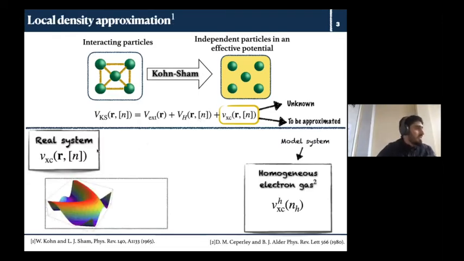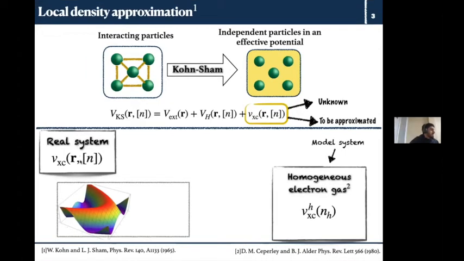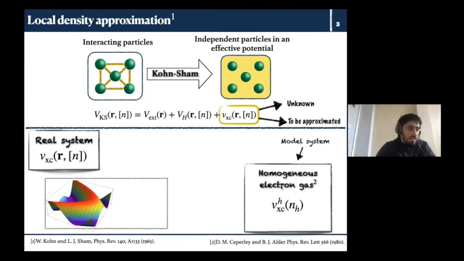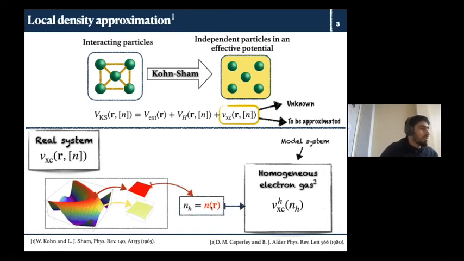And let's see how it works. Suppose that we have a real system with such a complicated density, and we want to know the VXC. At the same time, we know the VXC in the homogeneous electron gas for many densities. And this is thanks to Quantum Monte Carlo calculations done by Ceperley and Alder to calculate the exchange correlation energy of the gas. And so the LDA suggests to see the system locally as a homogeneous electron gas with a density equal to the local density of the real system.